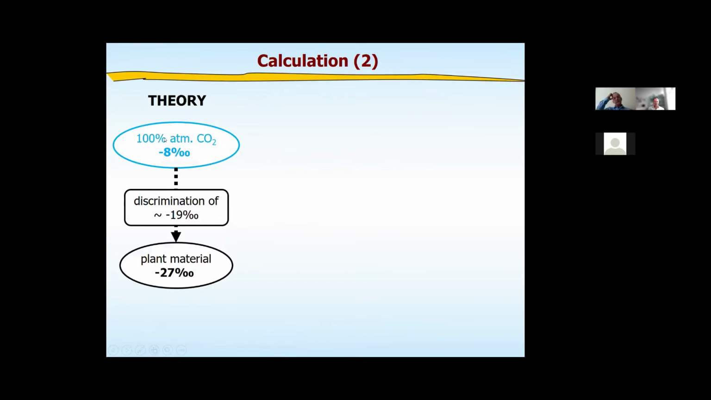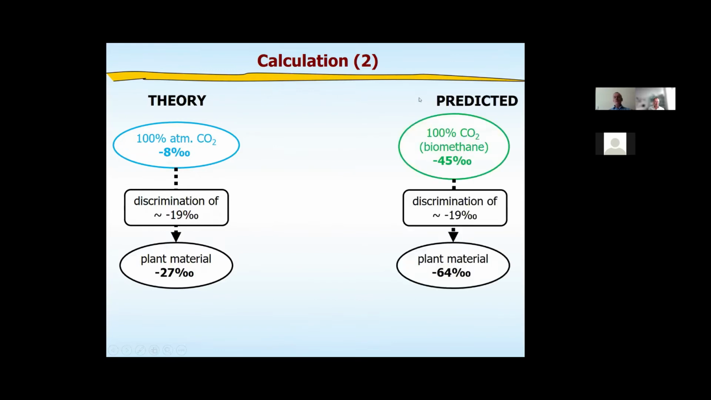I already showed you, if you look at the atmospheric CO2, which is of course also present in the greenhouse, we should have a value in the plant material of minus 27 per mil. If you look at the prediction, if you take biomethane, the biomethane has a value of minus 45 per mil. If you look at the discrimination, the plant material should have minus 64 per mil.